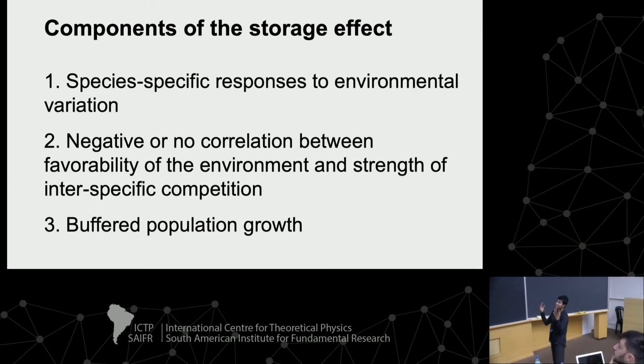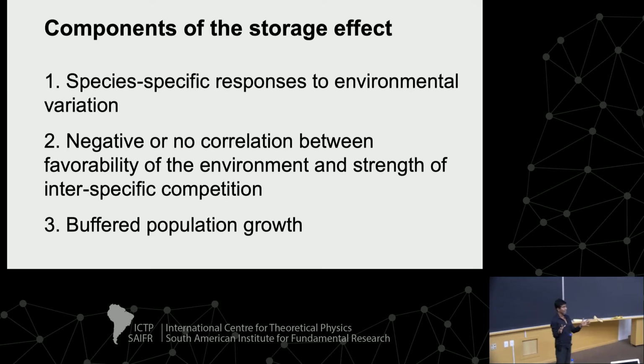And they're called, in Chesson's terms, and I will explain everything, species-specific responses to environmental variation, negative or no correlation, and be very careful about the wording here, between the favorability of the abiotic environment and the strength of interspecific competition. You understand what that means, right? When the environment is favorable to you, you experience very little interspecific competition. So if you were to look at it, there's either a negative correlation or no relationship.